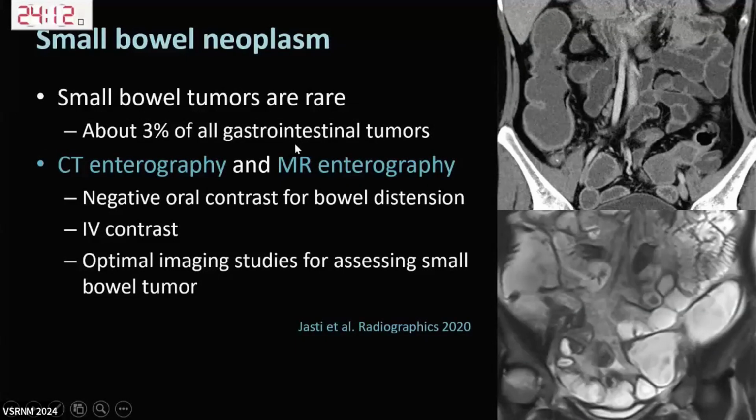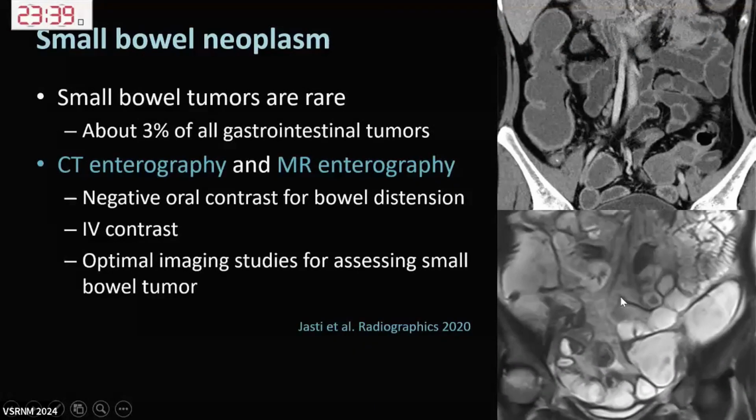Actually, they account for only about 3% of all gastrointestinal tumors. It's rare. And for the evaluation of the small bowel neoplasms, CT enterography and MR enterography are the optimal imaging studies. They use negative oral contrast for bowel distension, and then we use IV contrast enhancement. So we can have the distended small bowel lumen, and the small bowel lesions can be seen more clearly.